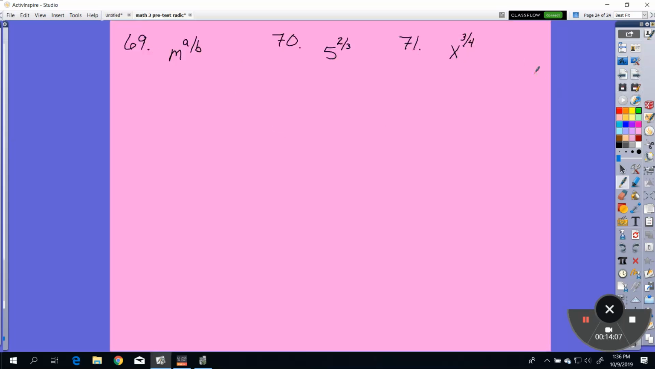And on 69, 70, 71, you're supposed to rewrite these as radicals. So m is the number that goes underneath. A is the power on m, and b is the size of your radical. So on number 70, you're going to have the cube roots of 5 squared. The denominator goes on the outside. The power on top stays with the number. So like on this first one, m to the a, 5 squared. This is going to be x cubed. So I'm going to have x cubed, and then the denominator goes on the outside.